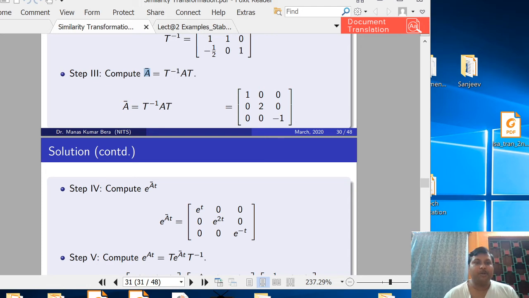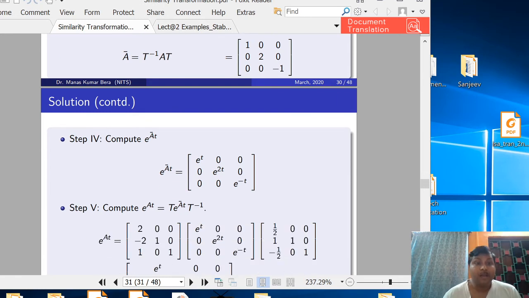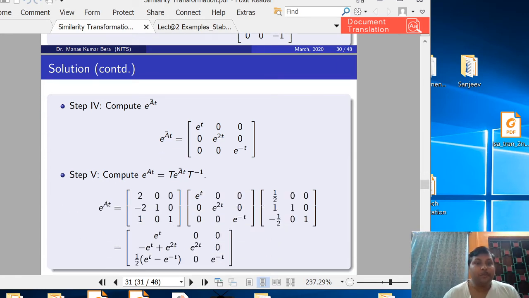Simply e to the power t, e to the power 2t and e to the power minus t will be the diagonal elements. All other elements will be 0. Now we will compute e to the power At for the original system by this relation. So we have to transform it back to the original domain by the operation T e to the power A bar t into T inverse.